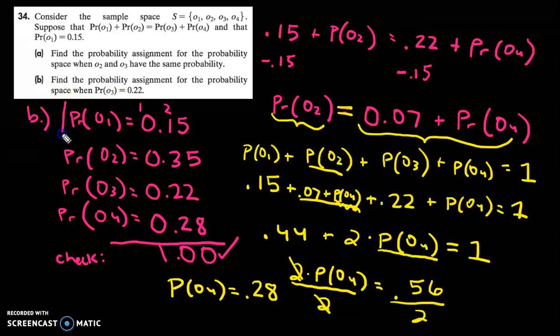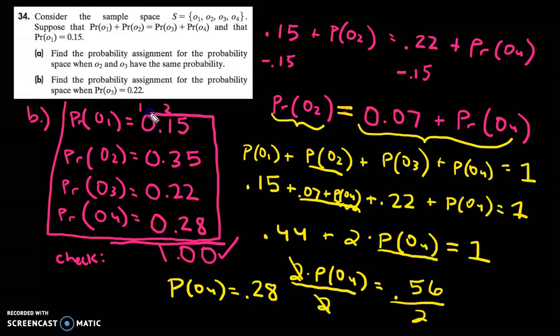So that's a good check at the end to make sure if you've got them all filled in. So we use the original premise they gave us, and solve for the ones we didn't know, and we check to make sure that our whole sample space adds up to a probability of 1 or 100%.